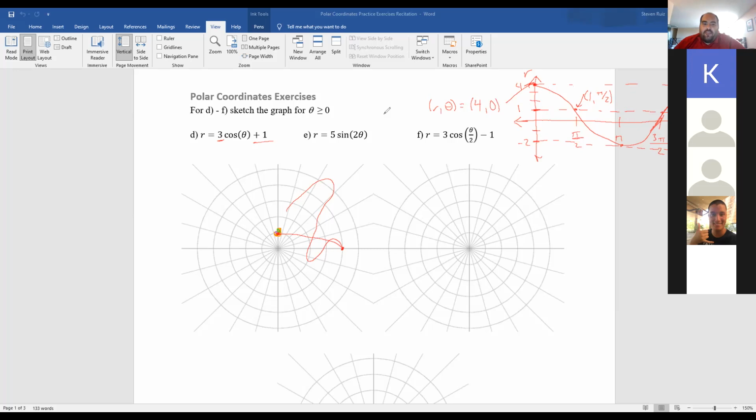I am justified in saying that as I go from this point right here, which is, what did I say? 4, 0, to 1, pi over 2, I'm just claiming that the radius is going to decrease from 4 to 1. It's not ever going to be higher than 4. It's not ever going to be lower than 1. And it's never going to be 0. Is it okay for me to say that?